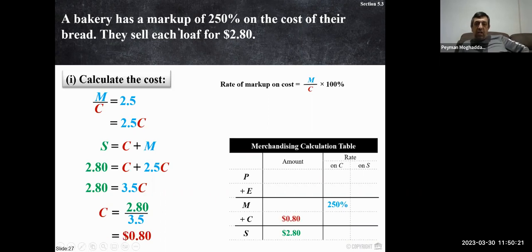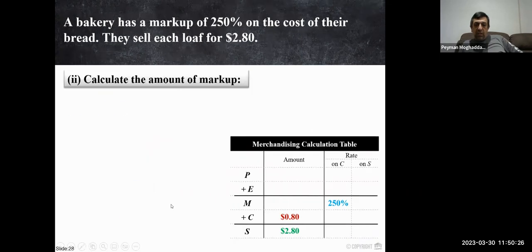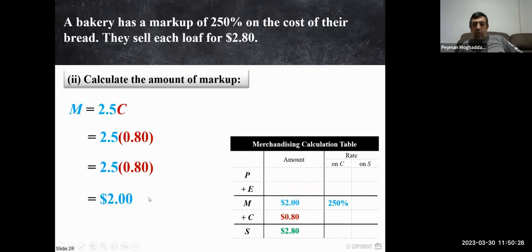After you find the cost, then you can find the markup. Markup is going to be 2.5 times this, so it's going to be $2, okay? So you have the cost, you have the markup. Basically, that's it. Cost is 0.8 and markup is $2, okay?